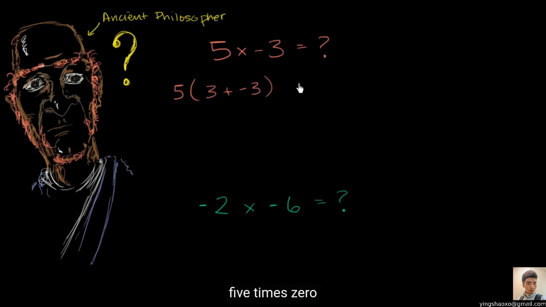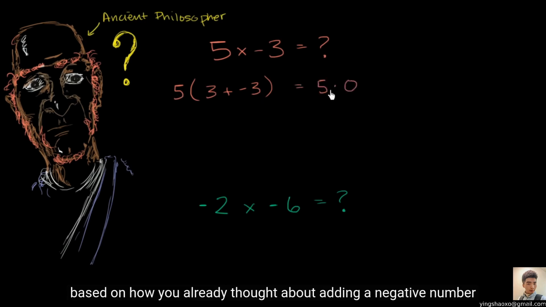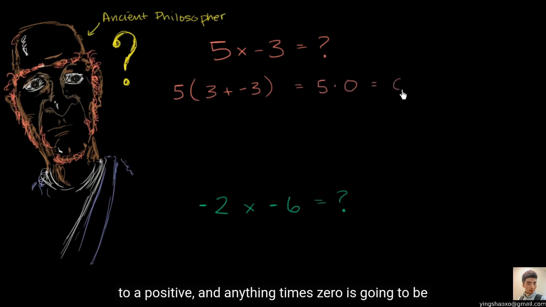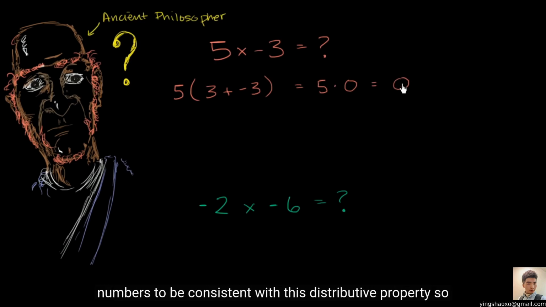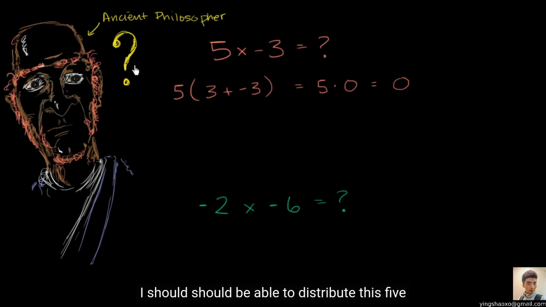So this is going to be equal to 5 times 0, based on how you already thought about adding a negative to a positive. And anything times 0 is going to be 0. So this expression right over here should be 0. But on the other hand, you say, well, I want multiplying positive and negative numbers to be consistent with the distributive property. So I should be able to distribute this 5.